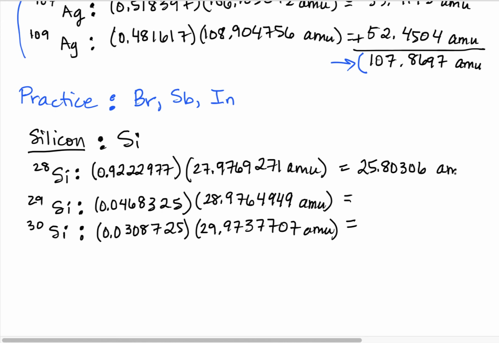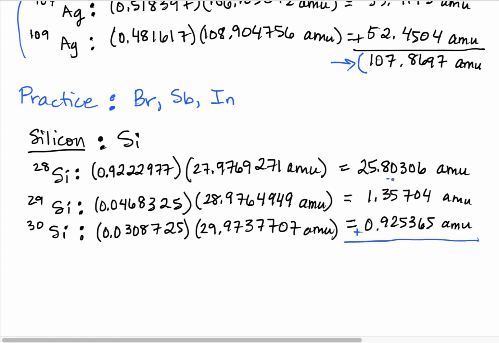25.80306 is what we get from our first number. That's a lot of significant digits. I had to count them up. That's 7. And then our second number is 1.35704 atomic mass units, and the third is 0.925365 atomic mass units. And now we're on to addition rules. We're going to keep 5 decimal places in our final number, which should be 28.08547 atomic mass units.